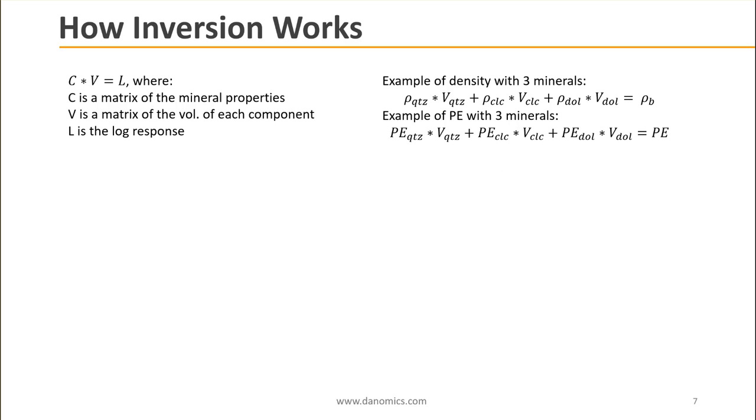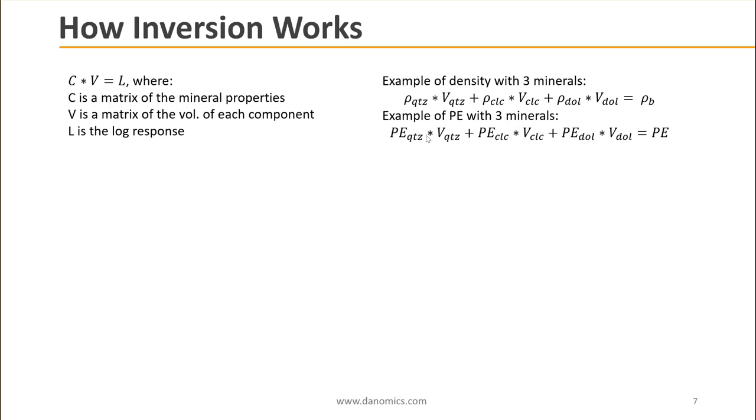Basically, we have C times V equals L, where C is a matrix of our mineral properties, V is the volume of each component, and L is the log response. And if we think about this on a single log, let's say a 3 mineral system, what you'll see is that if we know the density of quartz and the volume of quartz, and the density of calcite and the volume of calcite, and the density of dolomite and the volume of dolomite, and those were the only 3 minerals in our rock, we could tell you what the bulk density measurement of the log would be.